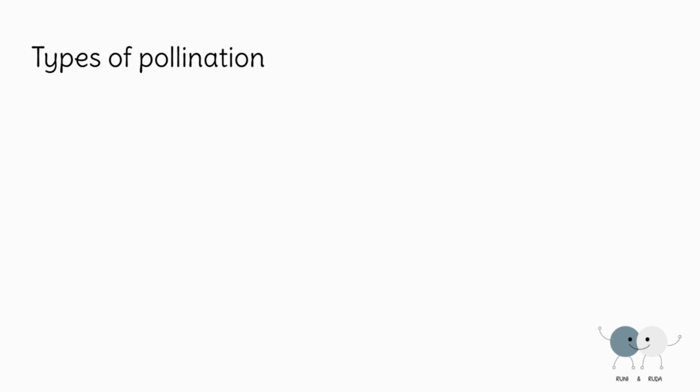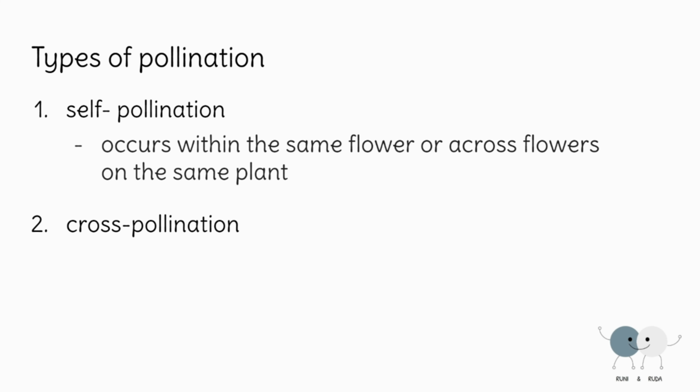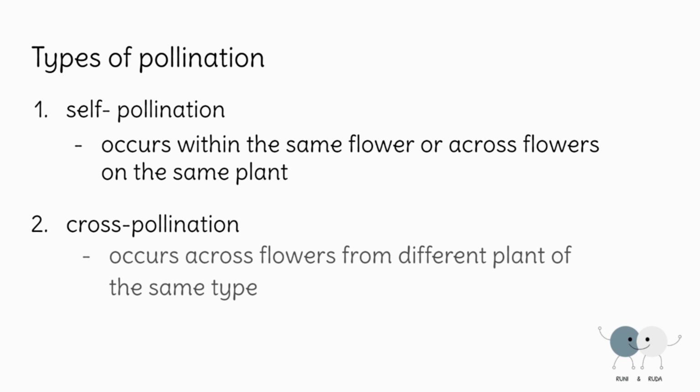There are 2 types of pollination: self-pollination and cross-pollination. Self-pollination occurs within the same flower or across flowers on the same plant. However, cross-pollination occurs across flowers from different plants of the same type.